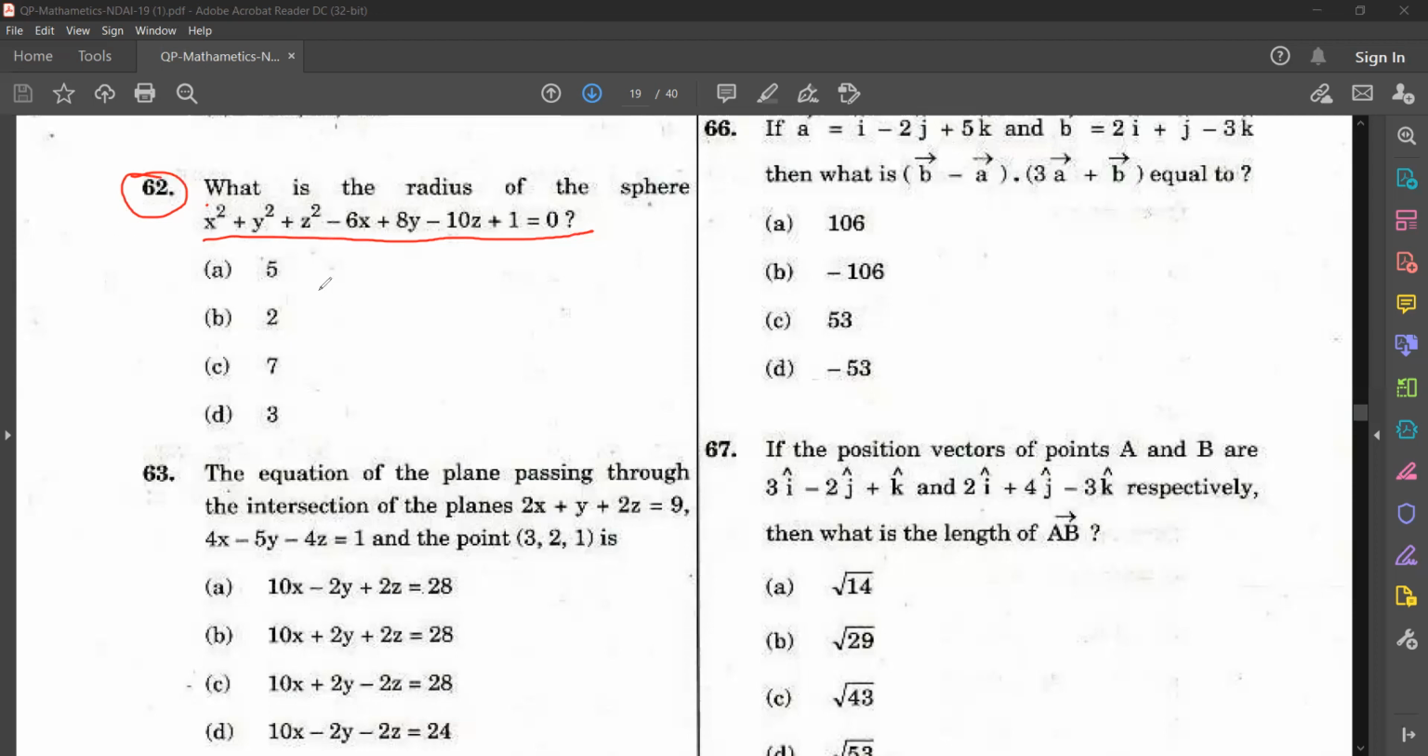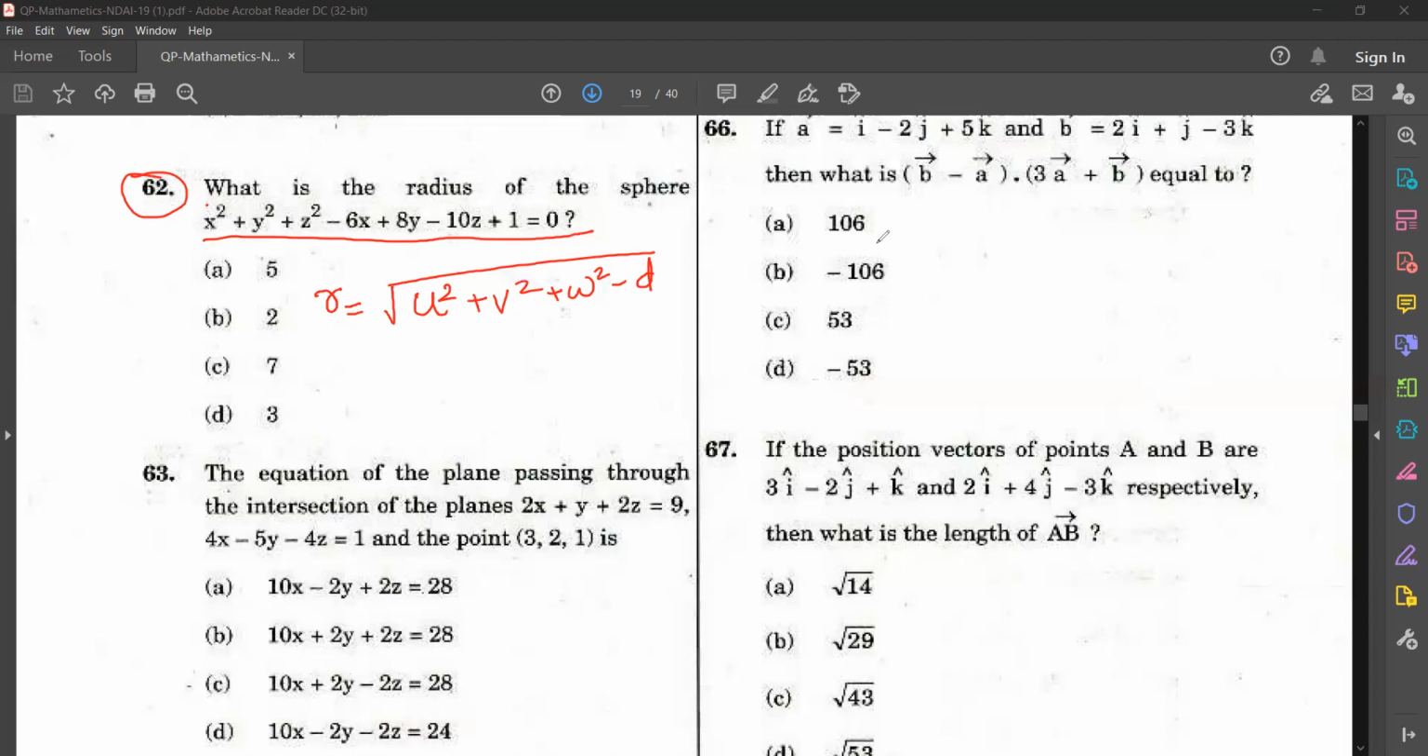What is the formula for finding the radius of a sphere? If the equation of the sphere is given, how to find the radius? The formula is r is equal to root of u square plus v square plus w square minus d. Now you need to find what is u, v, w.